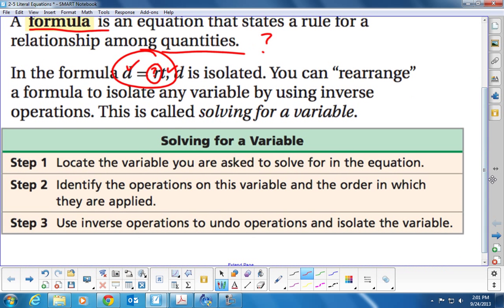Here's a strategy. Locate the variable you are asked to solve in the equation. Well, that's good. I want to isolate r instead of d. Identify the operations on this variable and the order in which they are applied. Well, there's only one operation on r. It's being multiplied times t. And then use the inverse, or opposite, as we've called it in class, the opposite operation to undo the operations, to isolate the variable. Well, the opposite of multiplying times t is multiplying times 1 over t.